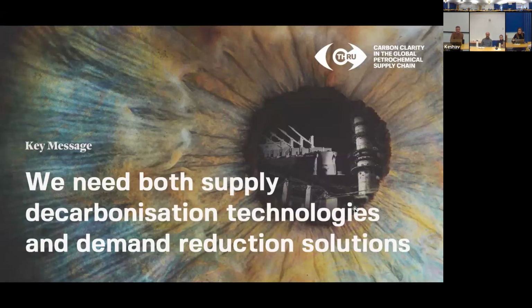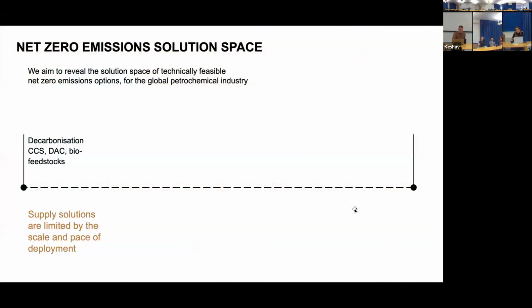We need both supply decarbonising technologies and demand reduction solutions. So at one end we've got this decarbonisation industry view: just keep making as much of these materials as you can, and we'll solve it with CCS and maybe some direct air capture and some biofeedstocks in the future. And there's a lot of greenwash around that, and we believe that the supply solutions are just so limited on scale and pace. On one hand you've got the green glossy brochures of Saudi Aramco saying they're going to do CCS, but they're currently building plants that are not CCS compatible that will last for 8 years. So there's a greenwash thing going on there, we think.